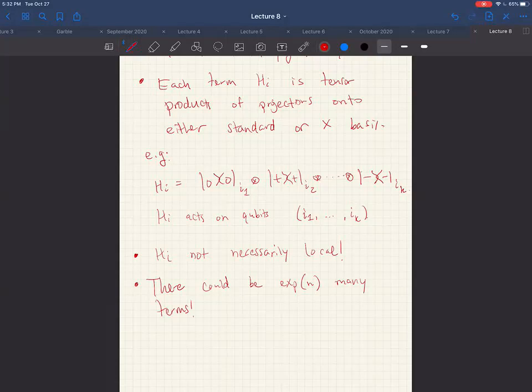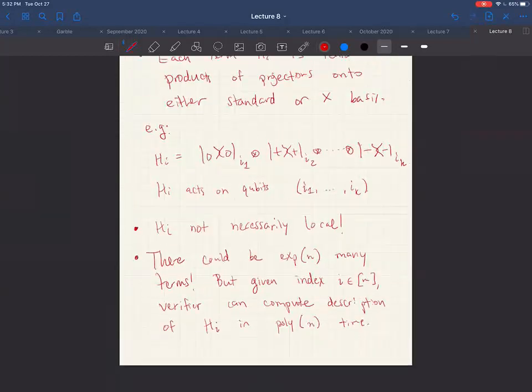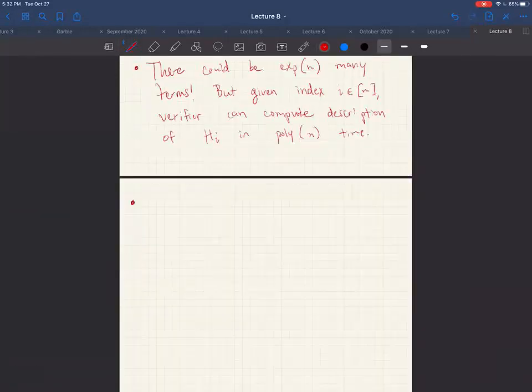Despite having so many terms, they're actually efficiently computable because given any index I, the verifier can compute any given term. So there's a lot of terms, but each of those terms is easily computable.